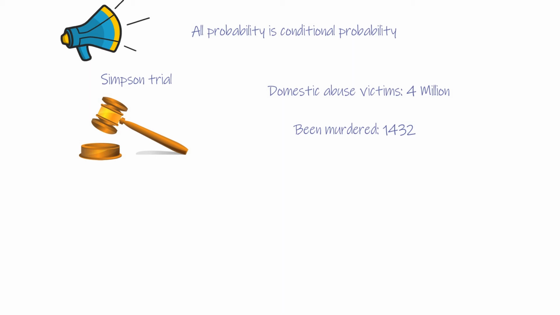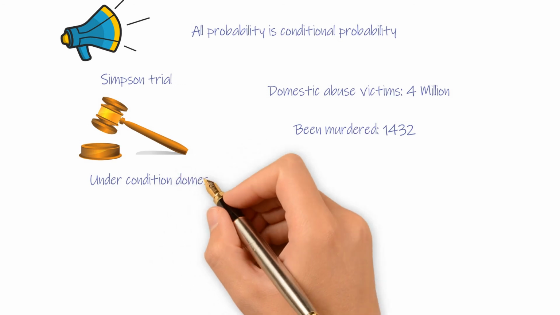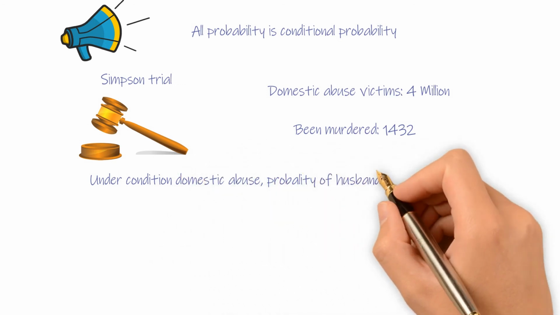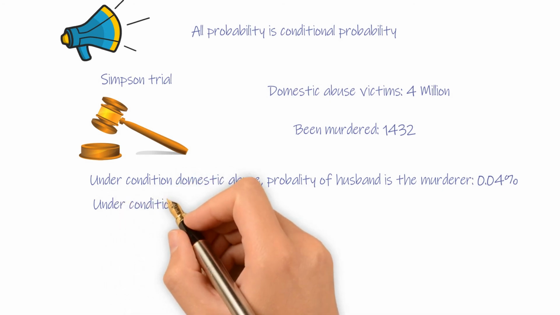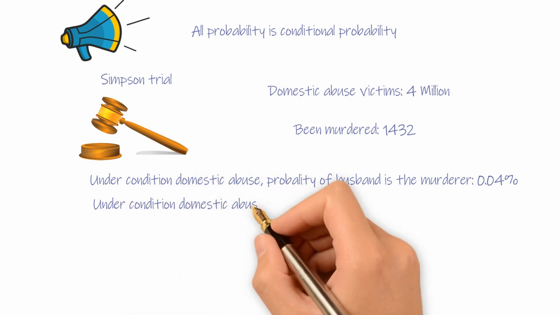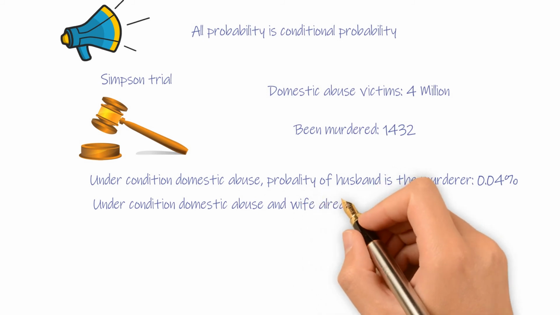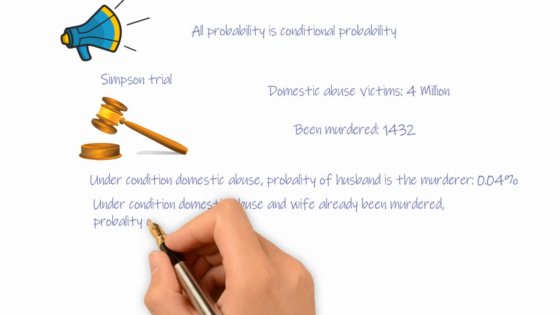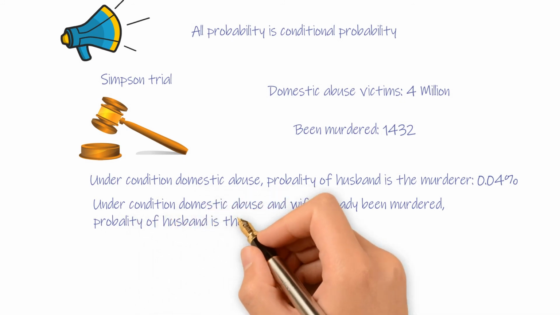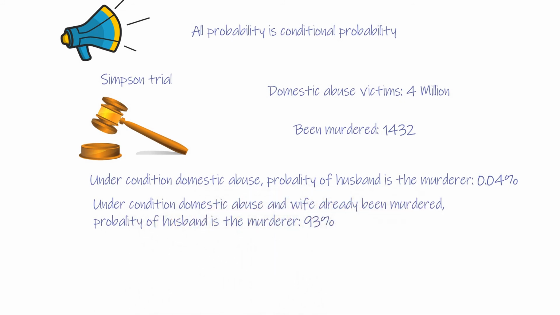However, it is totally wrong, because they haven't considered one crucial condition. Simpson's ex-wife had already been murdered, so it is not the probability of murder under domestic abuse, but should be the probability that the husband is the murderer, under the condition of domestic abuse and the wife being murdered. Based on the 1992 US statistical data, under these two conditions, there is a 93% chance the husband is the murderer.